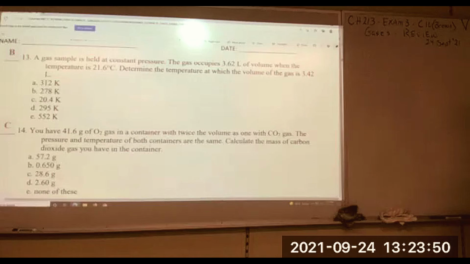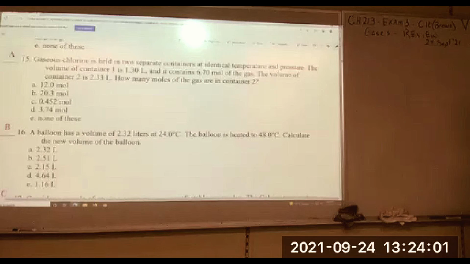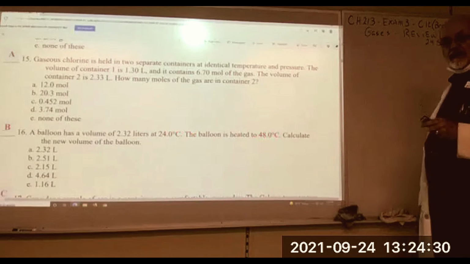Answer is 28.6. Yeah, 28.6, right. So if you do those calculations, you should come up with that number. All right. Now, if we've got temperature changes, and we're going to use Charles' law here, don't forget to change that to Kelvin. Because the ratio of these temperatures is not the same as the ratio of Kelvin.